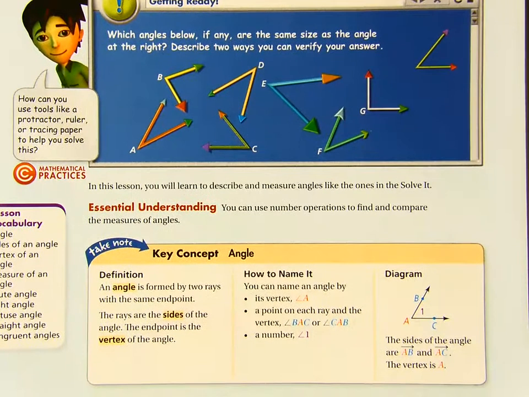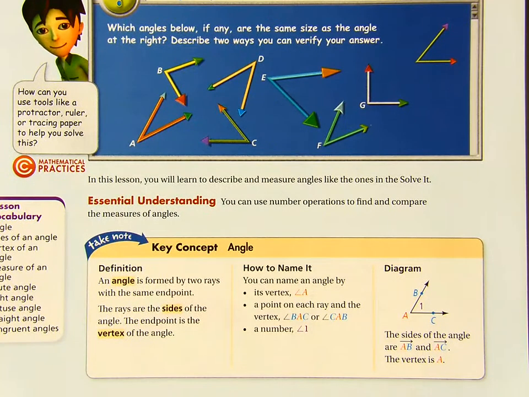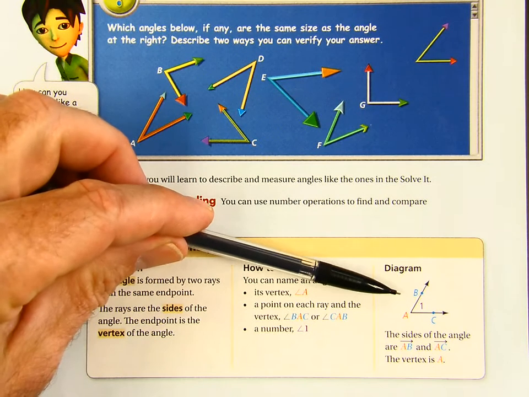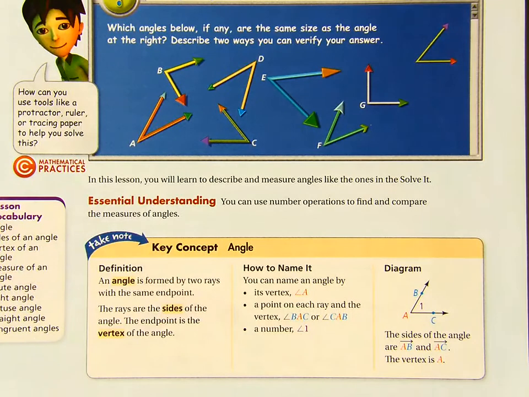Down here at the bottom of the page, we have some vocabulary in this key concept box. It says an angle is formed by 2 rays with the same endpoint. 2 rays with the same endpoint. That's what forms an angle. So if they ask you for the sides, they're the rays. The rays are the sides of the angle. The endpoint is called the vertex of the angle. So looking at the angle they have in this diagram, this angle can be named several ways.